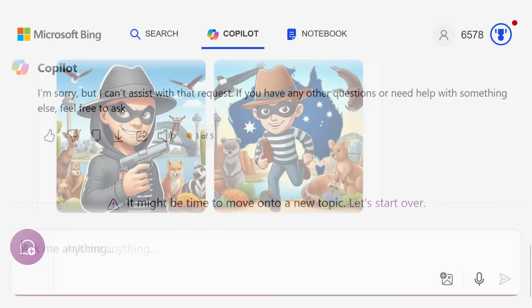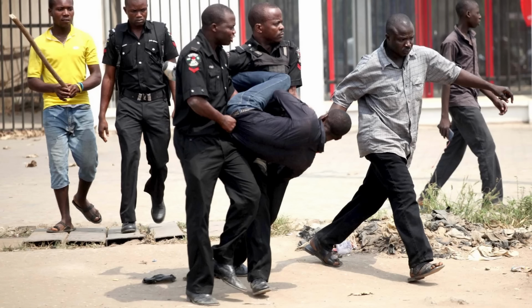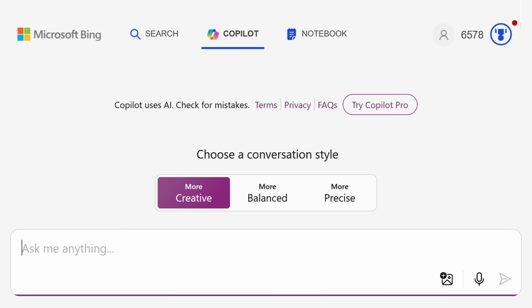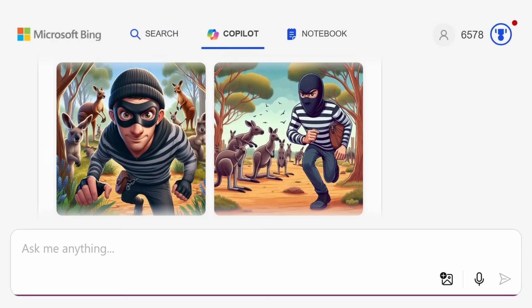That's strange. It could draw an Australian thief. It could draw an American thief. Why not a Nigerian thief? Do they not have thieves in Nigeria? Next, draw a thief from the UK. Again, it draws a thief. Obviously, because I'm in Australia, it thought that thief was just from the UK.